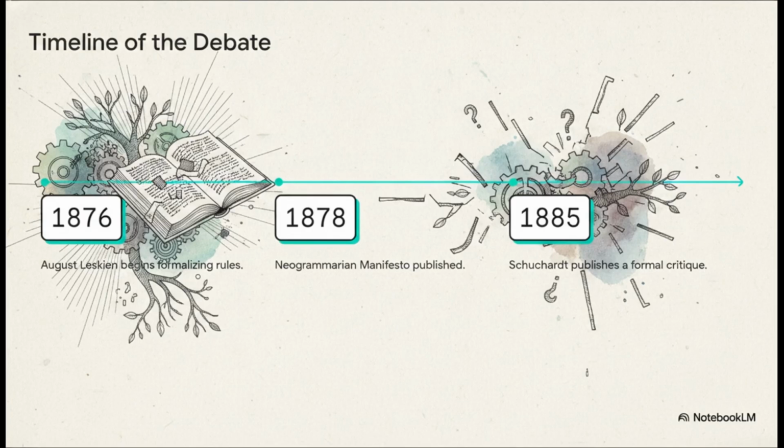So, in 1876, August Leskien began formalizing these rules. By 1878, a group known as the Neogrammarians published their famous manifesto. But almost immediately after, in 1885, Hugo Schuchardt published a formal critique. And this brilliantly illustrates a period of rapid scientific ambition that was followed, basically overnight, by deep structural pushback.